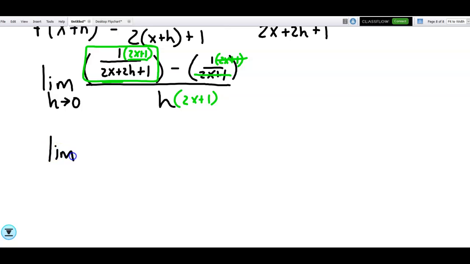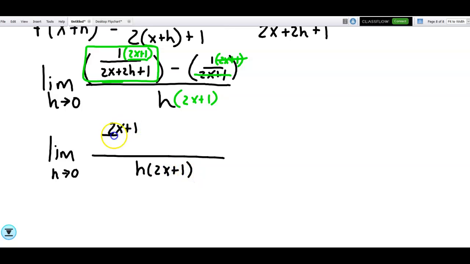So we have the limit as h approaches 0. The bottom now looks like this. The top now looks like this. And all I'm left over here is a 1. So that's 1, and we're done there. Okay? But I still have another little denominator I need to get rid of. So now I'm going to multiply everything by the other little denominator. I need to multiply everything by this now.